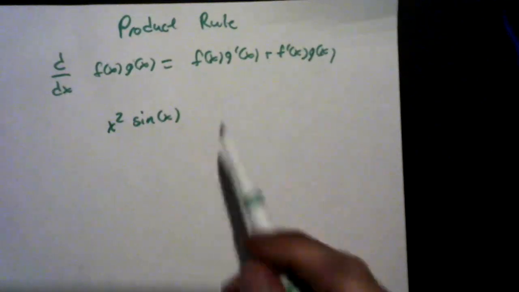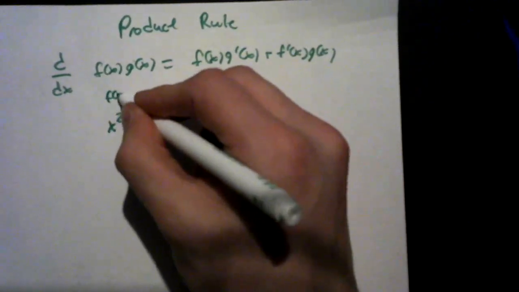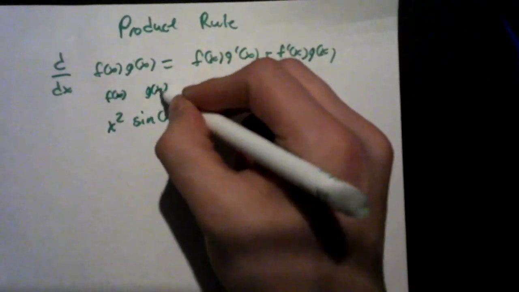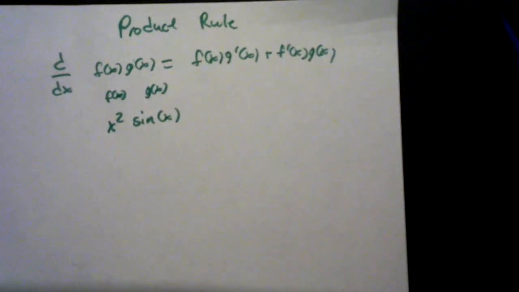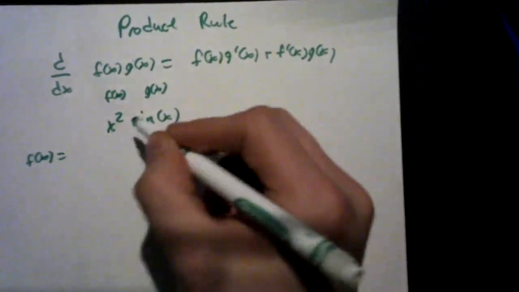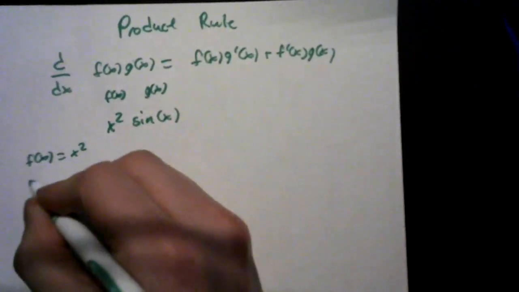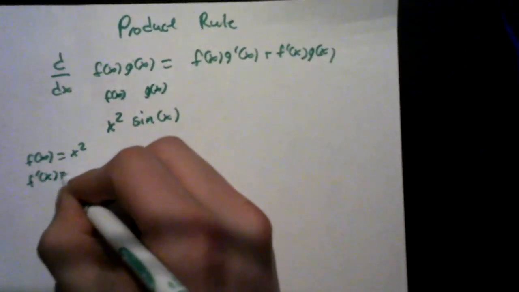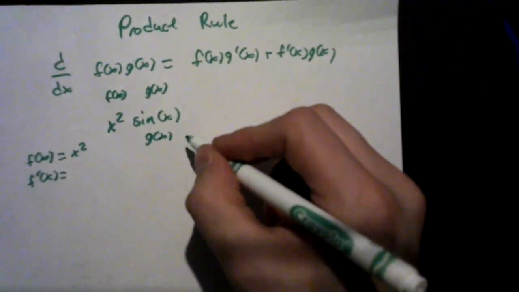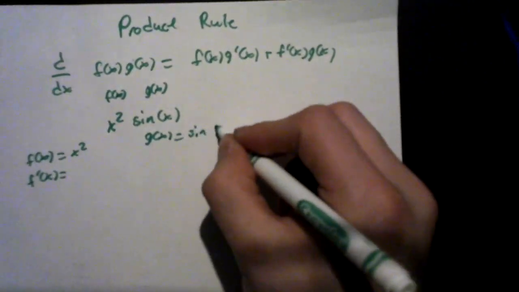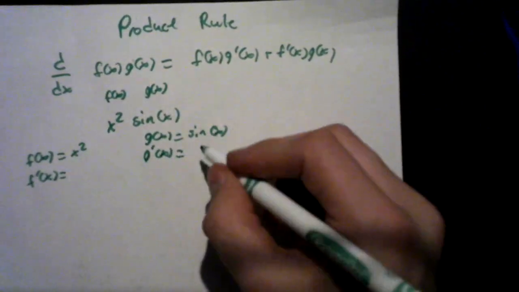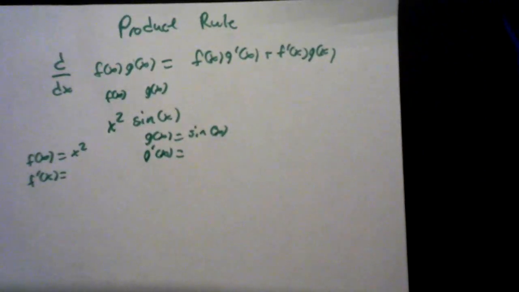To do this, we'll just have x squared be f of x, and sine of x be g of x. So we have f of x equals x squared, f prime of x is blank, which we'll have to find, g of x is sine of x, and g prime of x is blank, which we'll find out in a second.